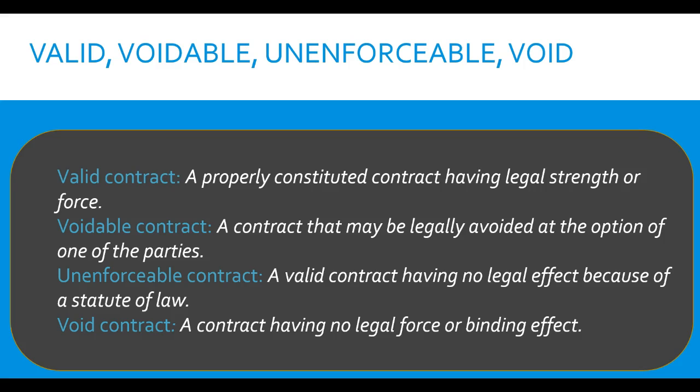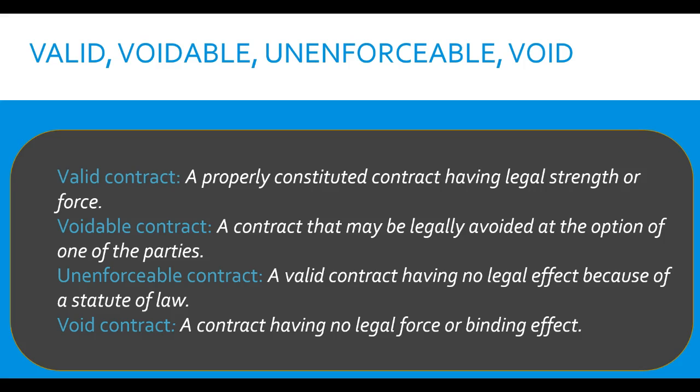A valid contract results when all of the elements necessary to contract formation exist. When the parties agree through an offer and an acceptance to form a contract, the contract is supported by consideration. The contract is for a legal purpose and the parties had legal capacity to contract.